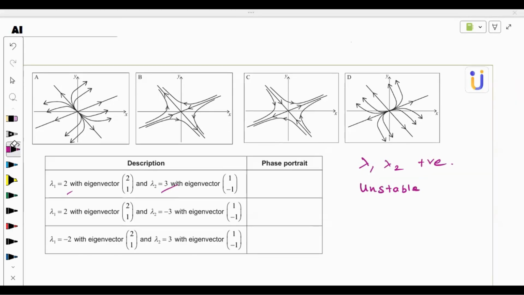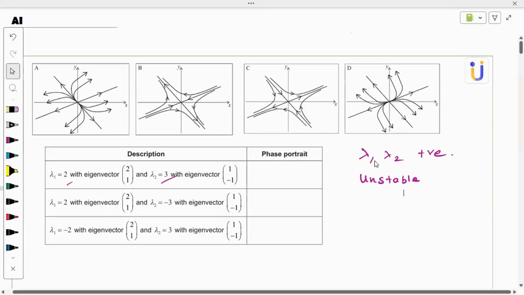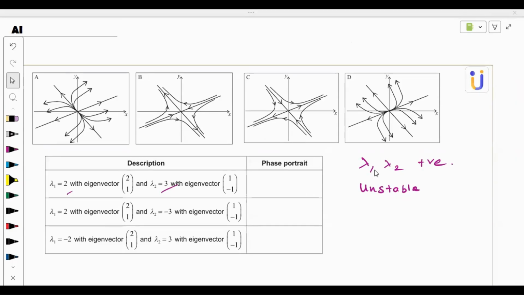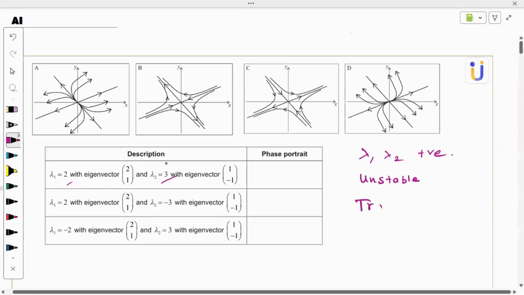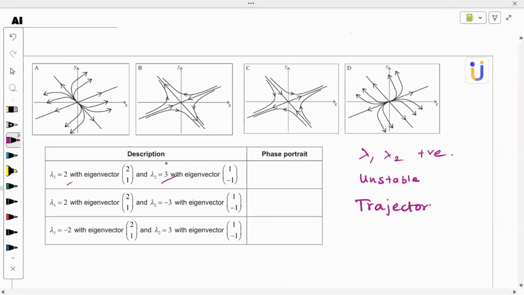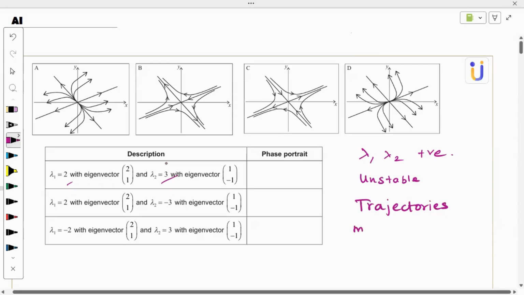Then trajectories ripple from the origin. The origin will act as a source and push out the trajectories, and we will get an explosion-like pattern when both are positive. One more thing is, for this unstable node, trajectories move along direction vectors. This is another important point we should know. It will ripple, but how? Trajectories move away along direction vectors.